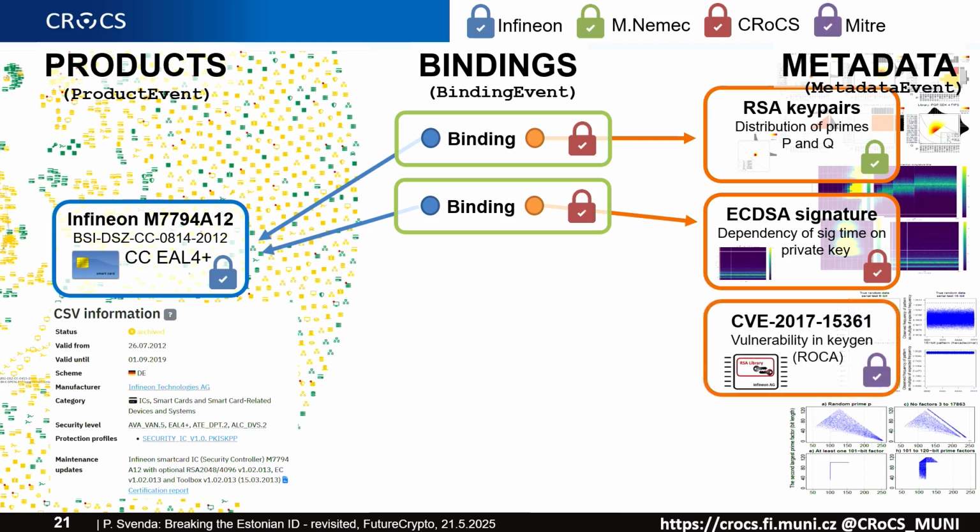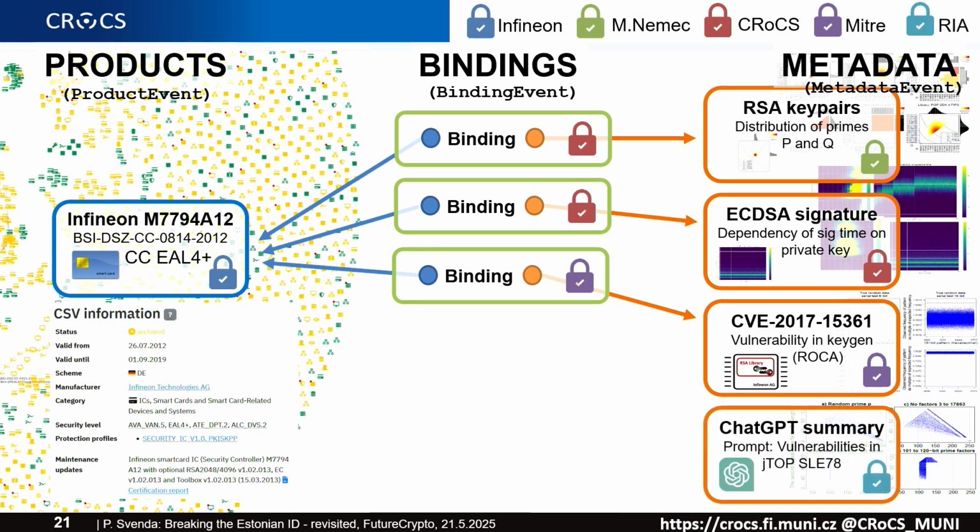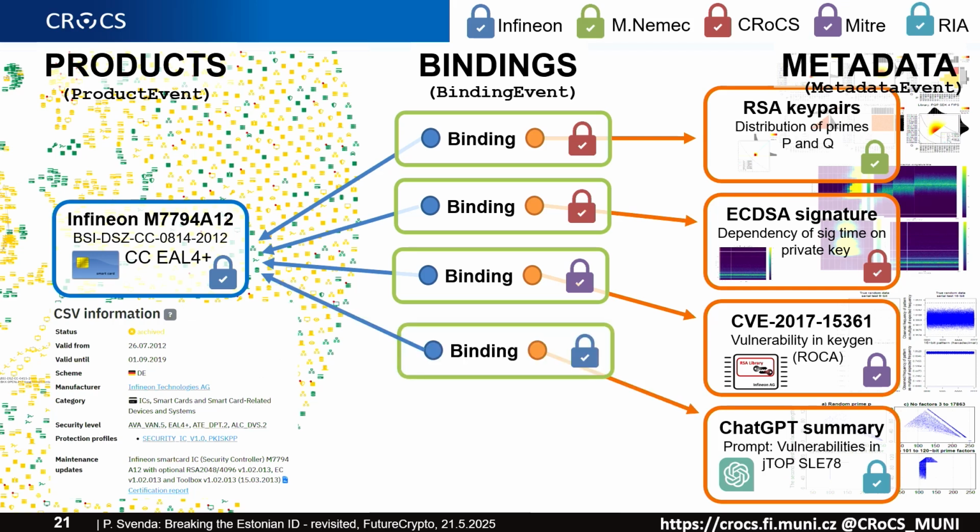Then maybe Maitre, as responsible for CVEs, will come with another blob, also tied together, because at some point there was a ROCA. Maybe RIA at some point runs ChatGPT, analyzes the summary and says, okay, this is pretty accurate. We'll share the summary of that. And because Infineon is happy with that summary, they will create the binding and sign it as well. Okay, so that's the basic idea.